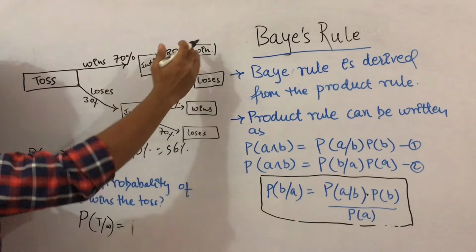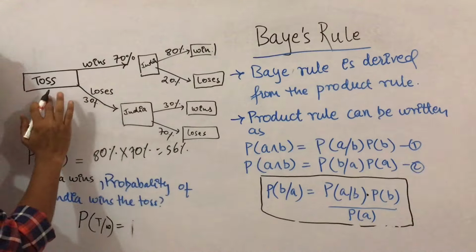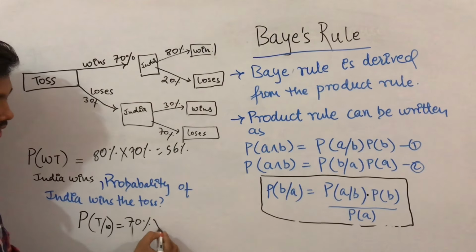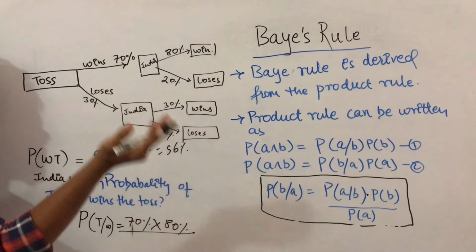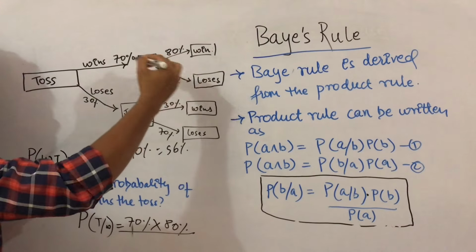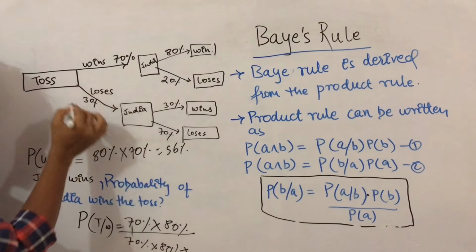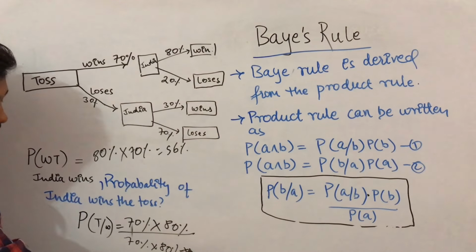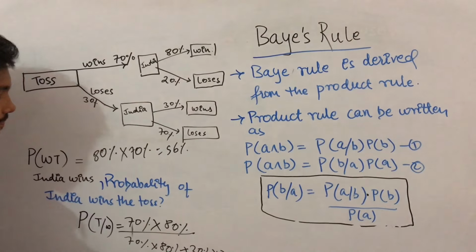So we know that India has won the match. Then what is the probability that India won the toss? That will be 70% into 80% upon the probability that India wins the match. So what are the conditions when India will win the match? 70% into 80%, plus when India loses the toss there is also a 30% chance that India wins the match, so 30% into 30%.